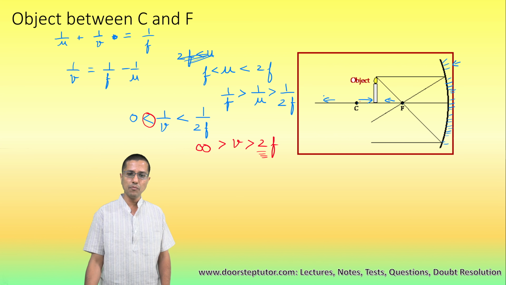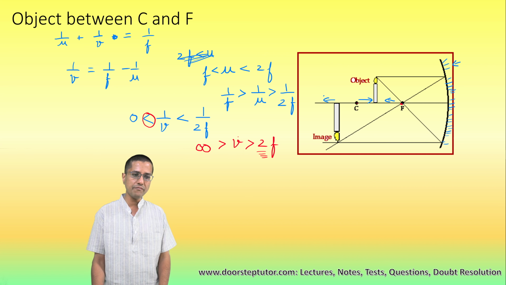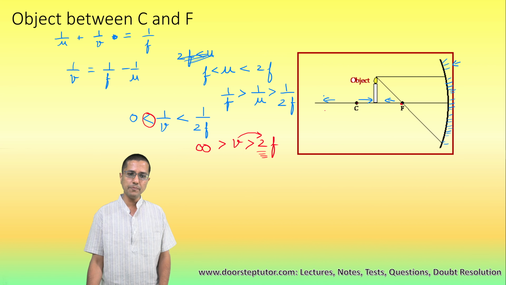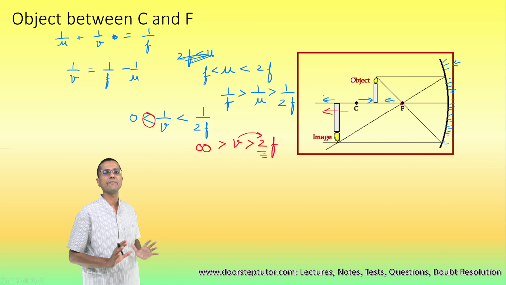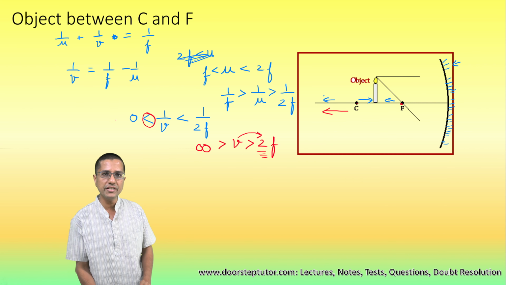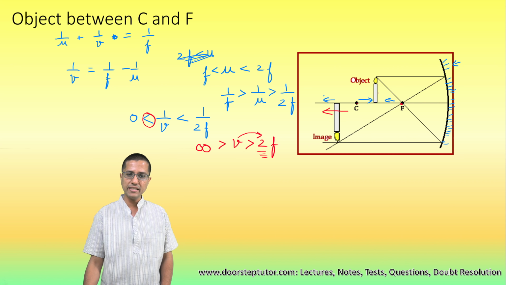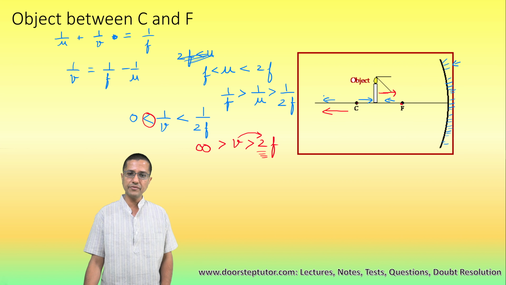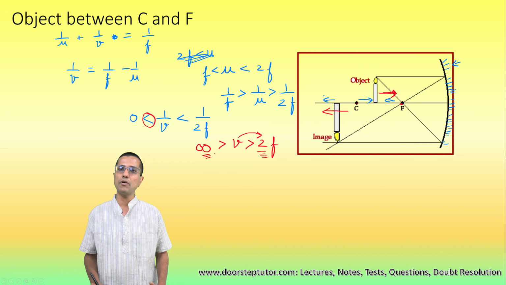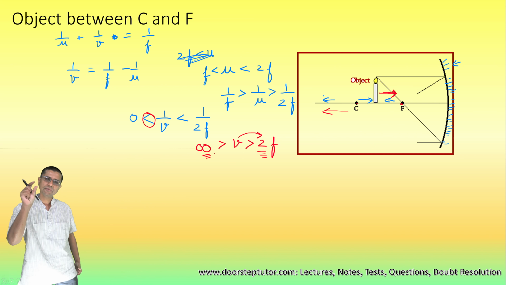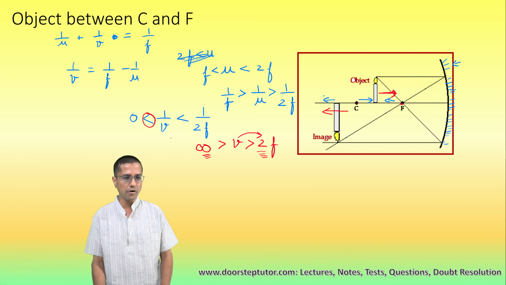So if my object is between C and F, my image would always be formed greater than 2f. It would always be formed beyond C. That is what this equation is telling me. And as I take the object closer and closer to F, my image is moving further and further away from C. If I take it to F itself, then my image is formed at infinity. When the object is placed at F itself, by definition my image would be formed at infinity, right?